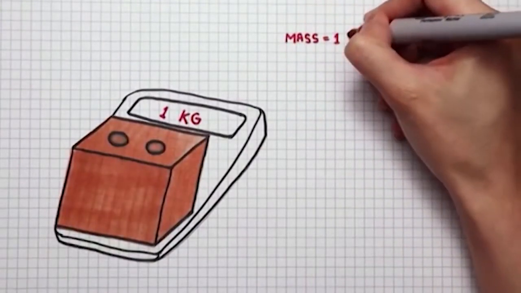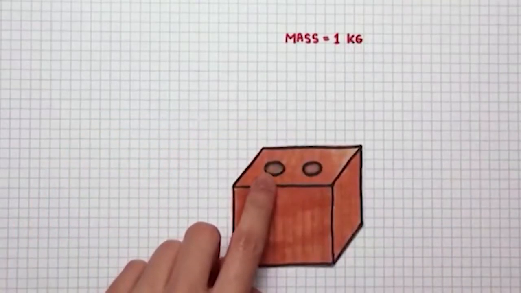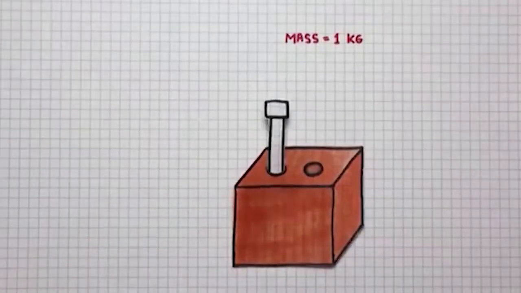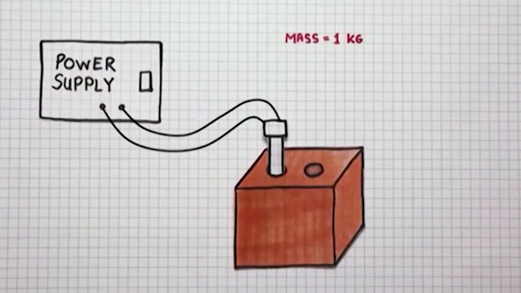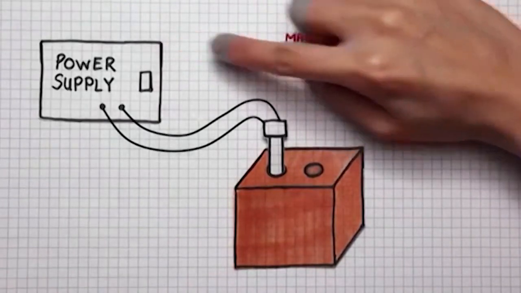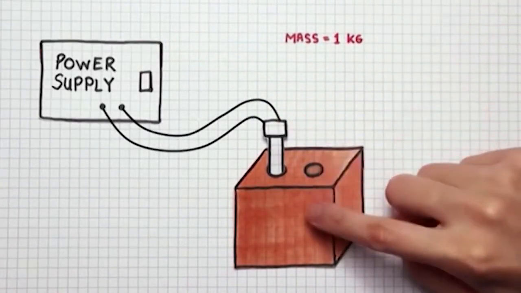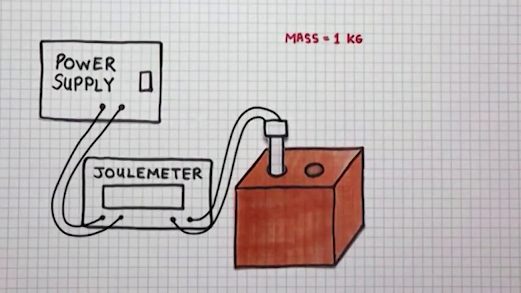Its mass is 1 kilogram. Since there are 2 holes drilled into the block, I can insert an immersion heater into one of the holes and connect the immersion heater to a power supply. But how do I know how much energy is being transferred from the power supply through the immersion heater to the metal block? I need a joule meter. Let's connect it right in between the power supply and the immersion heater.